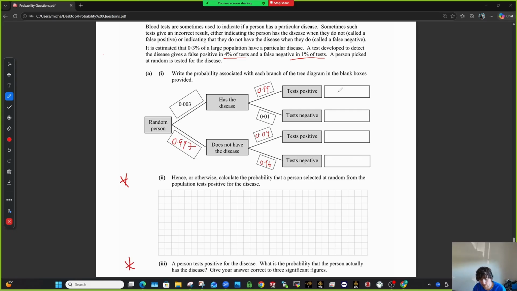0.03 multiplied by 0.99. So yeah, it does. It has pretty horrific decimals, so I'm actually going to write it as a fraction. That's 297 over 100,000. Okay, and then this one here, you multiply your way along. So it's 0.03 by 0.01. So then this is 3 over 100,000.